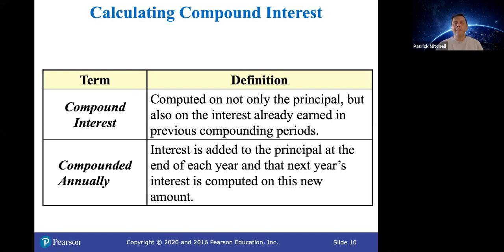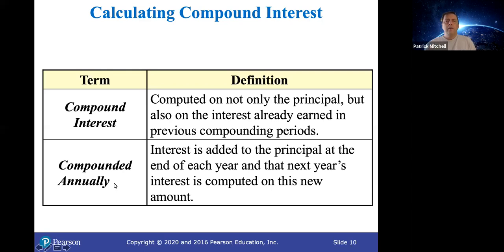All right, that brings us to compound interest. The difference between compound interest and simple interest is that simple interest is based only on the principal. Compound interest, which is what you really see more in real life on your savings account and on your credit cards, is that any interest that has already been added to the loan, you get charged or you earn interest on that interest. All right, so compound interest is computed not only on the principal, but also on the interest already earned in previous compounding periods.